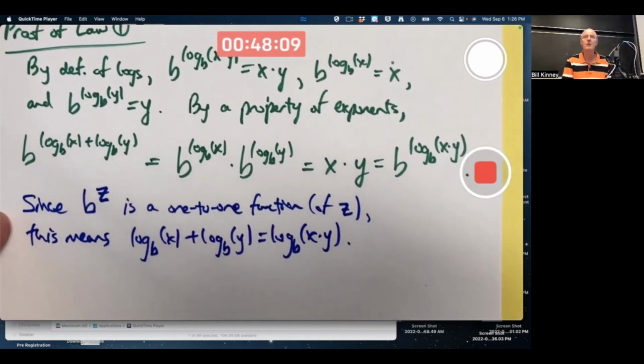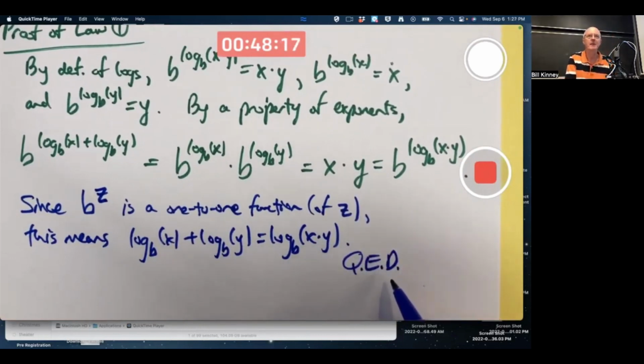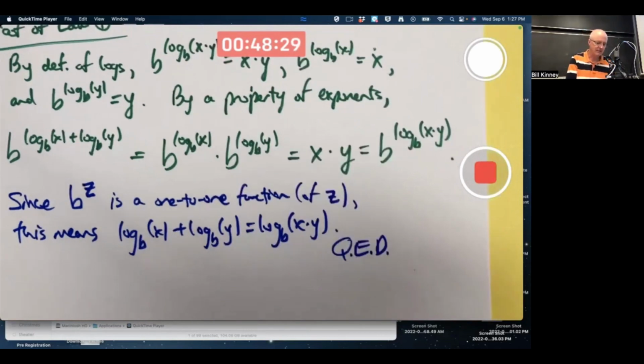We're done. When mathematicians finish proofs, they celebrate by talking in Latin and writing QED for quod erat demonstrandum. Latin for I'm done. I demonstrated what I wanted to demonstrate. Quod erat demonstrandum. I might be pronouncing that wrong. As a Christian mathematician, we can also write PTL, praise the Lord. Right, PTL.